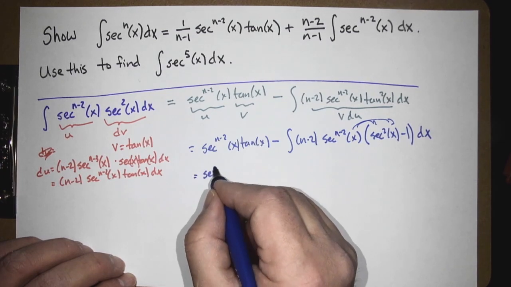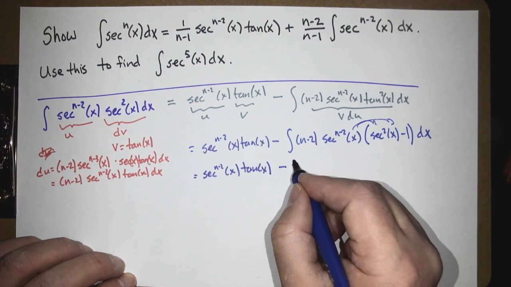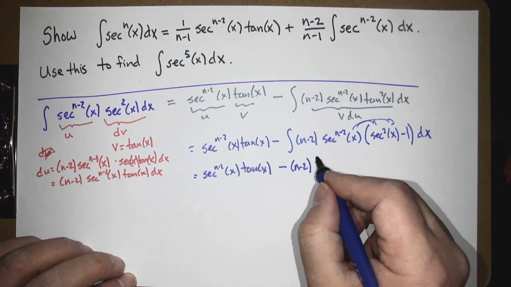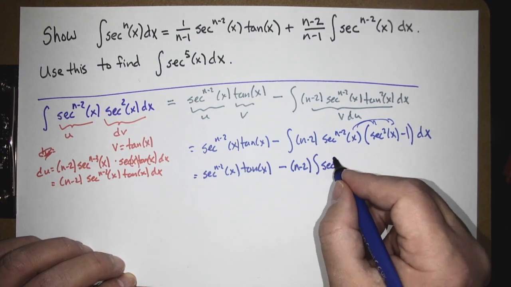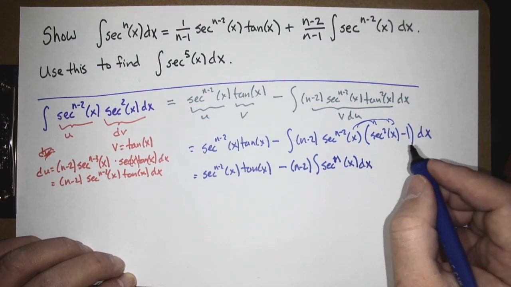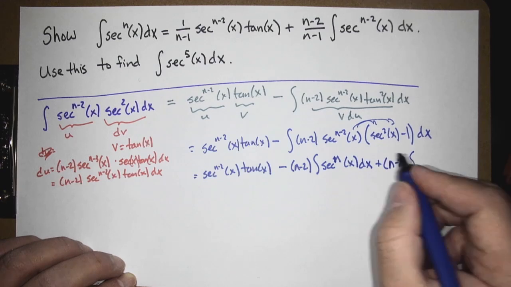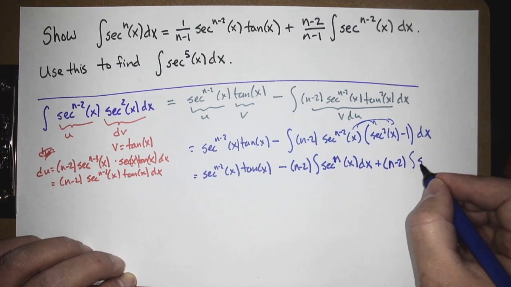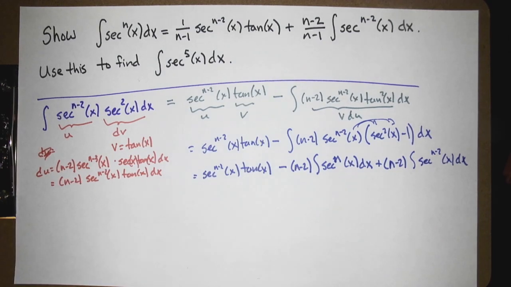So if you do this, you get secant to the n minus 2 of x, tangent of x, minus, I'll pull the n minus 2 out because it's a constant, secant to the n minus 2 times secant squared makes secant to the n of x. And then there'll be a plus, pull out the n minus 2. And then you have secant to the n minus 2 times 1. So that's secant to the n minus 2 of x dx. Okay. Whew.